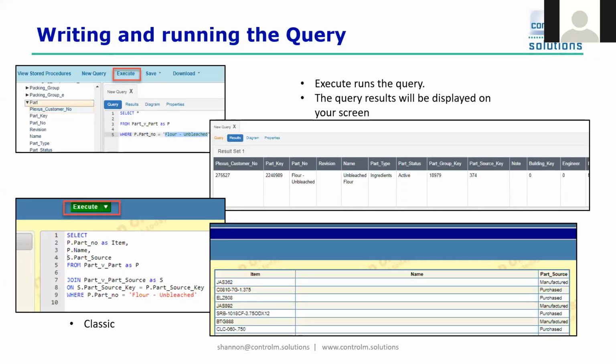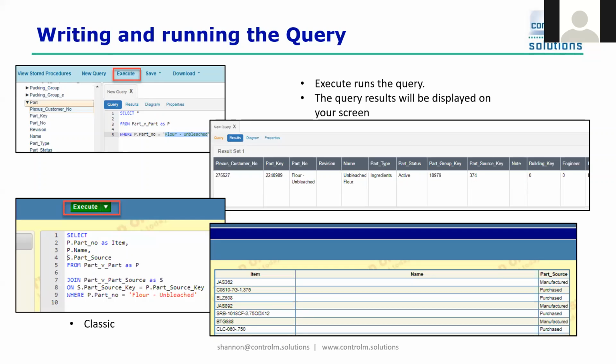When I'm ready to see results of my query, I'll click on Execute in the blue action bar, and the query results will display right on my screen. Now, what we're looking at here is all of the available columns and data from the flour unbleached part record in a single query. In Classics, the results will open in a new window. Now, we're not seeing all of the columns in this screenshot. There's actually 82 columns, and we'll narrow this down to specific columns in a moment without the asterisk.